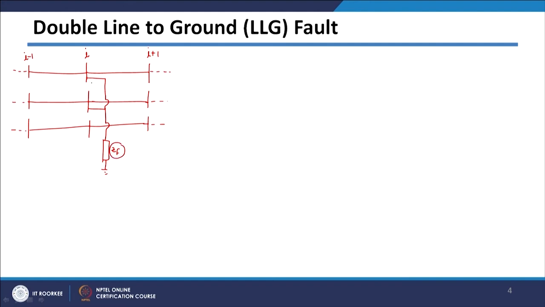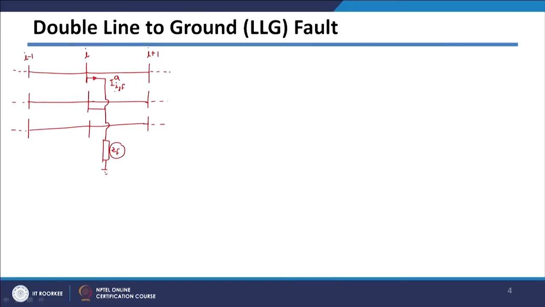Now what will happen when the short circuit happens? There will be some current flowing from A phase. So this current will be the post fault current. As I told you, I am giving comma F to represent the quantity which is post fault quantity, and A phase. So this corresponds to the ith bus, A phase, and it is post fault.